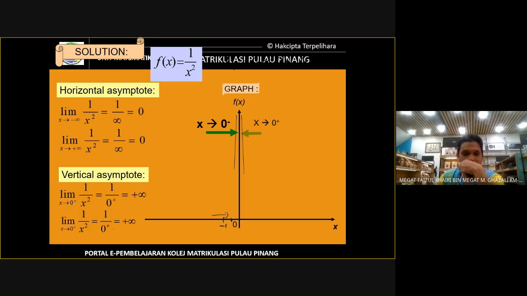When x approaches 0 from the right, from 3 to 2, 2 to 1, 1 to 0.5, 0.4, 0.3, 0.2, 0.1, 0.11, very close. So once we start trying to substitute into this function, 1 divided by 0.11 squared.